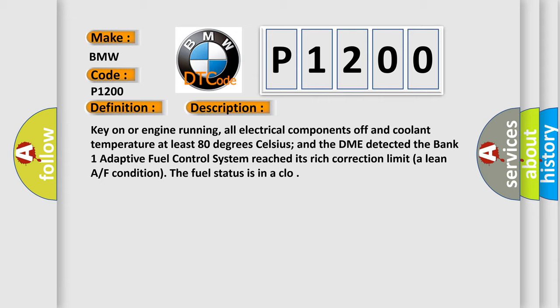Key on or engine running, all electrical components off and coolant temperature at least 80 degrees Celsius, and the DME detected the bank 1 adaptive fuel control system reached its rich correction limit, a lean AF condition. The fuel status is in a low.